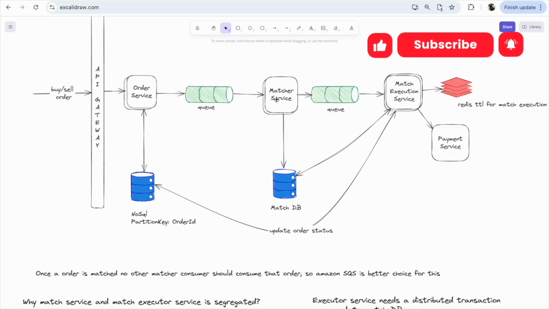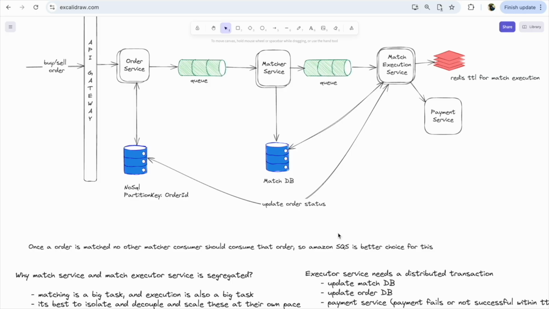The matcher service has to take a buy order and a sell order, and based on some logic it has to match the orders, right? It also has a few other things we'll see later. Next it has to put the result in this match database, and put it in this queue. The match execution service has to talk to the payment service, update the match database, and update the order database. So both services have different tasks. That's why we have separated these two services.